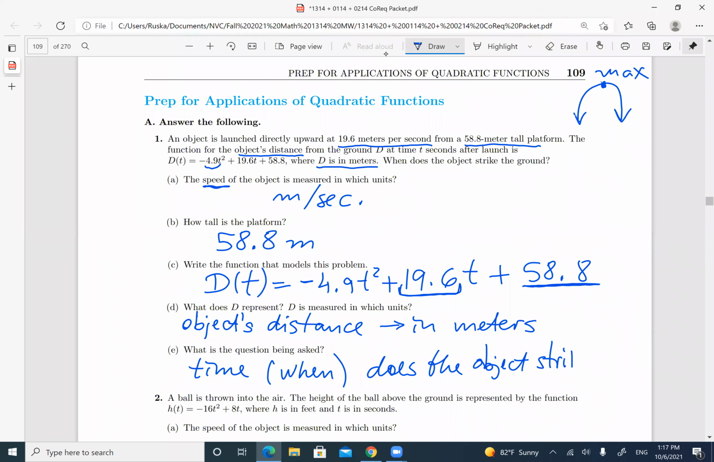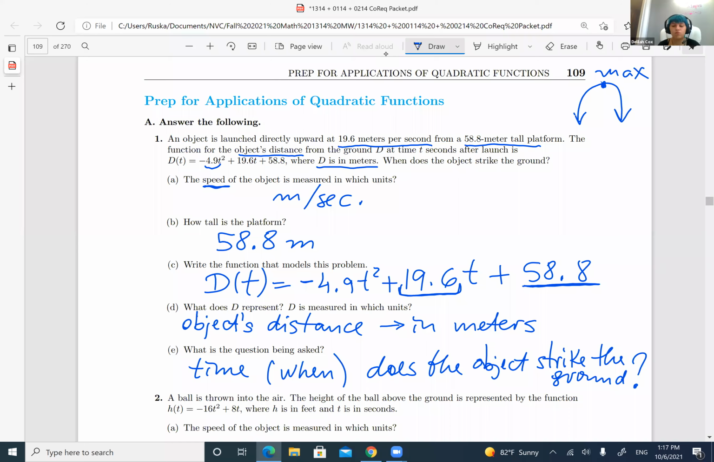Okay, everybody understand what they're asking? So that's the question. Let's think about what you need to do to solve this. If the object is on the ground, what is the distance with the ground? It's going to be 0, right?